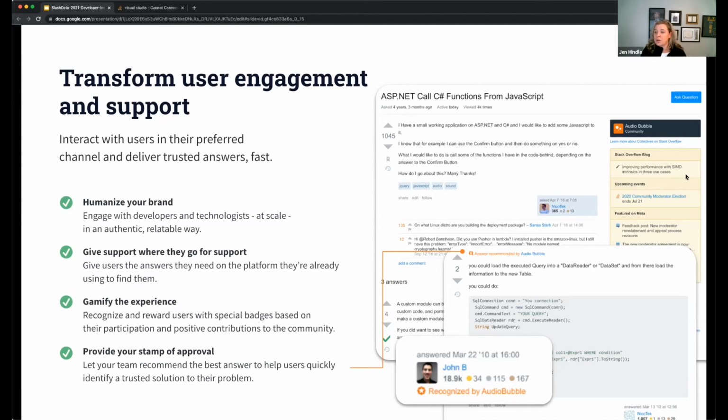So they're able to immediately see, I'll start there. That is a recommended answer. It's trusted before they try the others. So it really does help them find trusted answers faster.